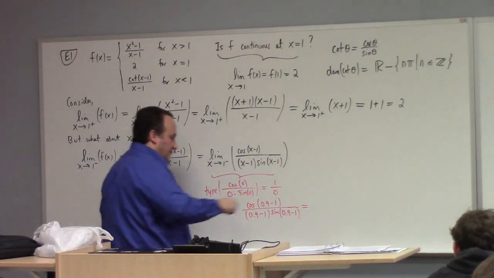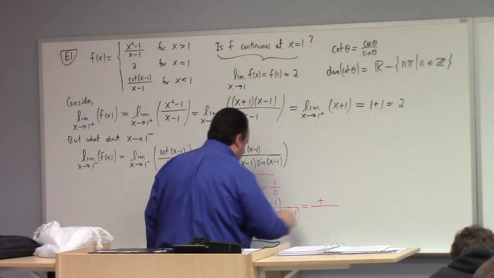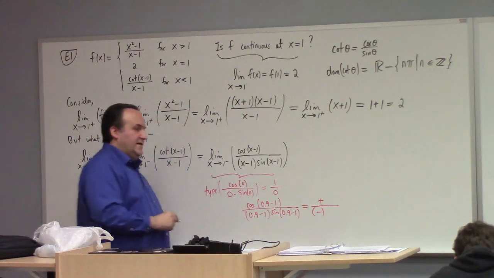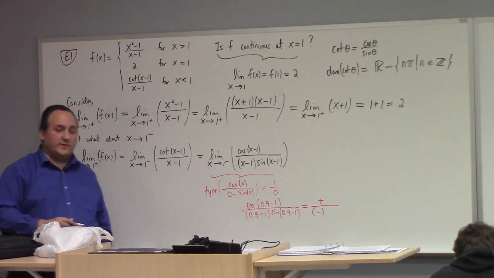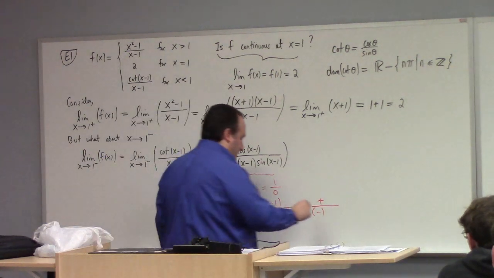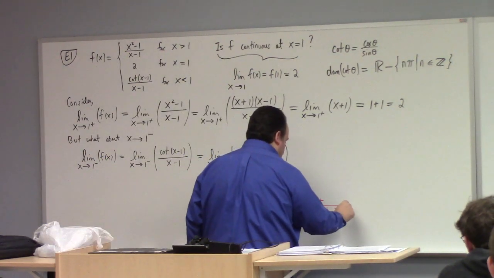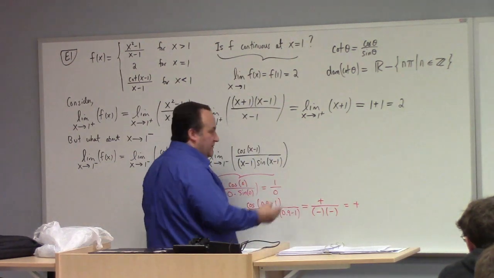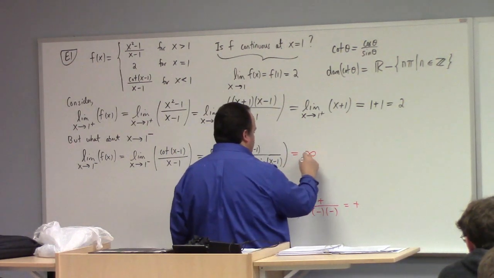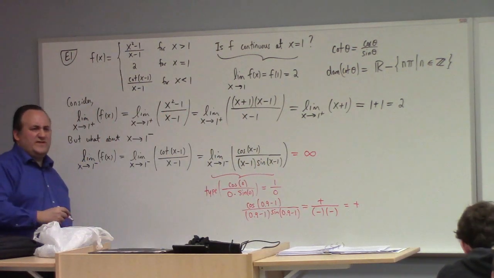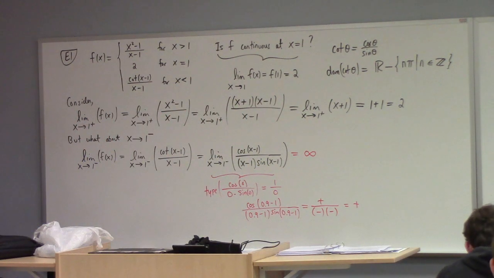The cosine is positive. 0.9 minus 1 is negative. And sine of 0.9 minus 1 is sine of minus 0.1, which is about minus 0.1, so it's negative. So what do you got? Altogether, positive, which goes to show you this is equal to infinity. Oof. Very much not continuous.